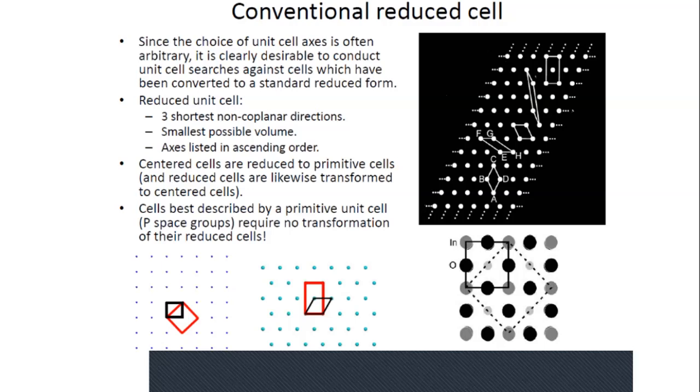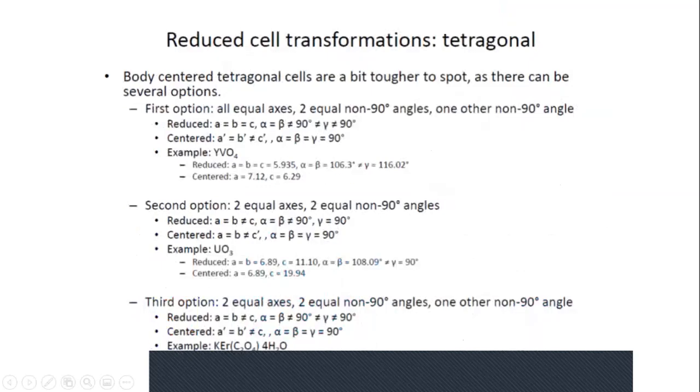Now, if it's already in a primitive unit cell, that is the reduced cell. There's no transformation to reduce it further. So only centered cells get reduced to primitive cells. And that again causes the volume to decrease because you have fewer lattice points and the axes decrease as well. So typically when you do a search, you do it using a reduced unit cell. So it removes the centering from the unit cell.